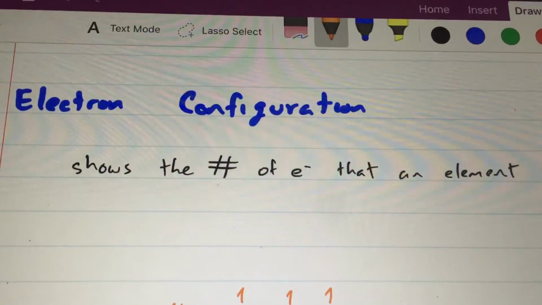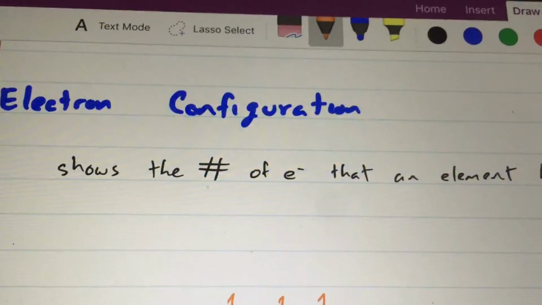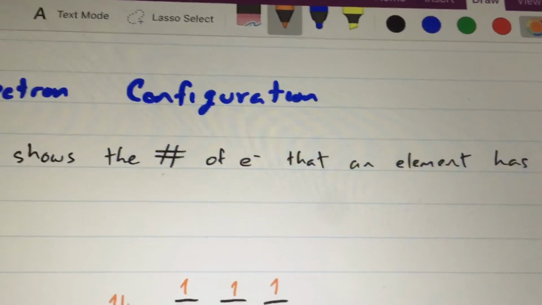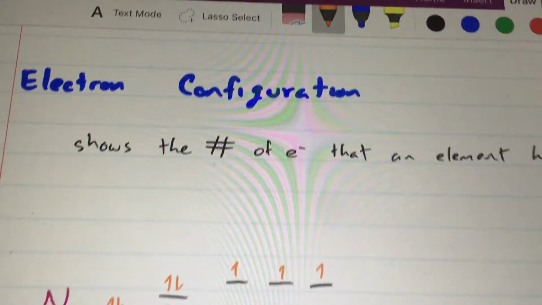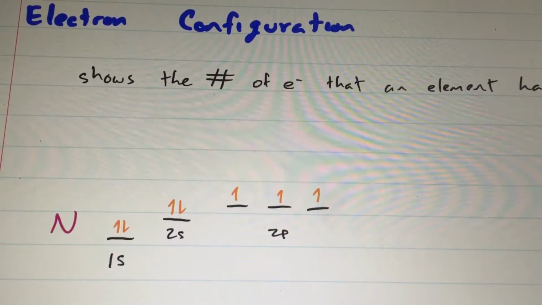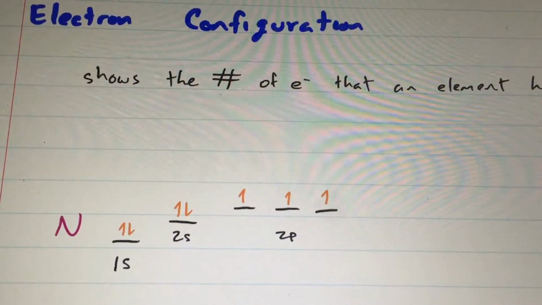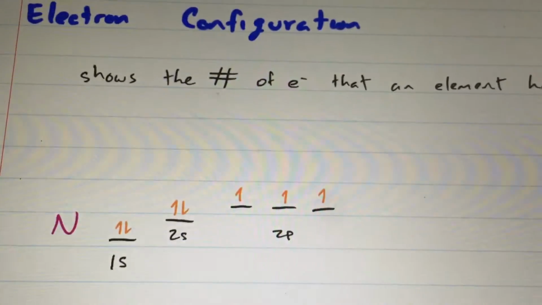Hello everyone. Today's topic is electron configuration. Now electron configuration shows the total number of electrons that an element has. And there are different ways of doing that. So the first way is when you actually show the orbitals and show how the electrons are in those orbitals.